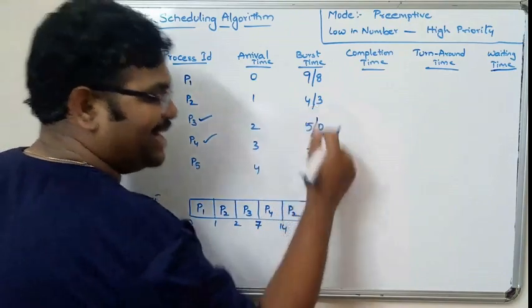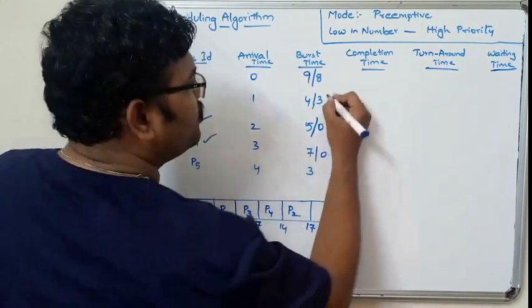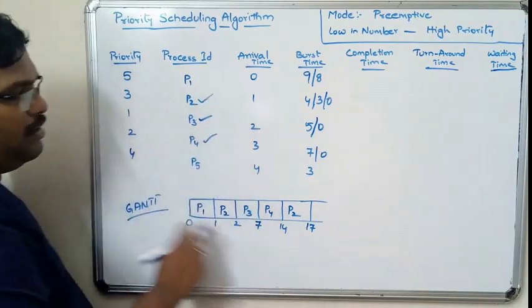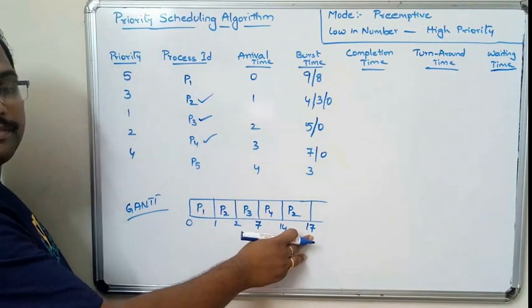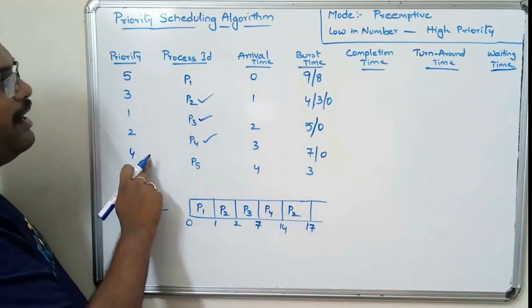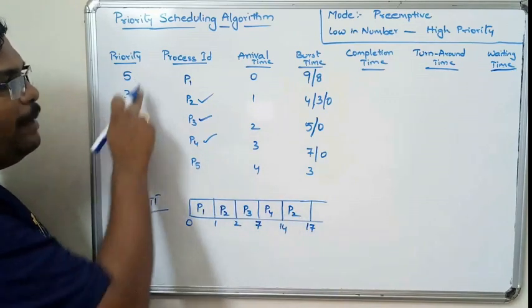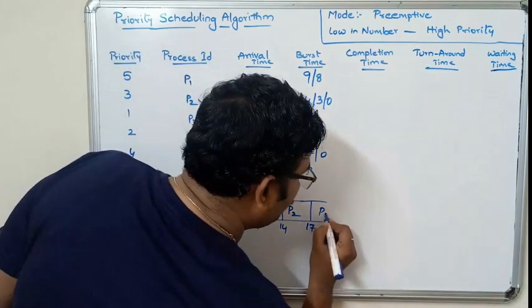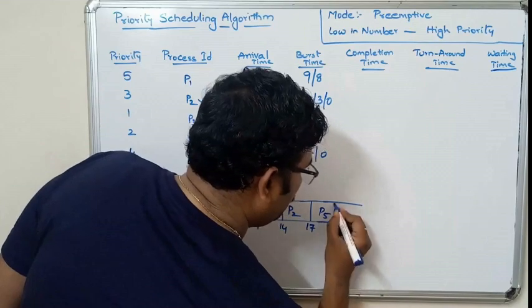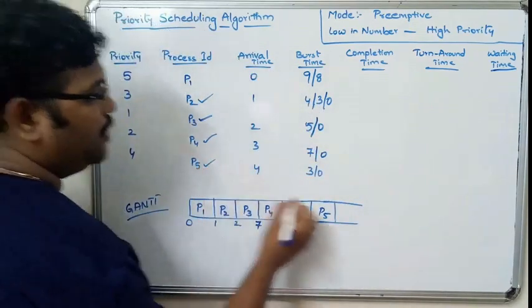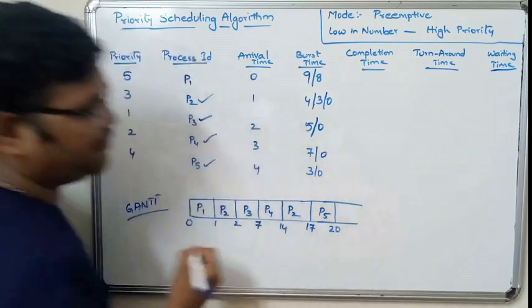P2 still has 3 seconds to complete its execution, so it completes its execution. Next, at time 17, we again have 2 processes in the ready queue, P5 and P4. Among these 2, P4 has the highest priority. So P5 is allocated to the CPU and it completes its execution. So 3, so 20.